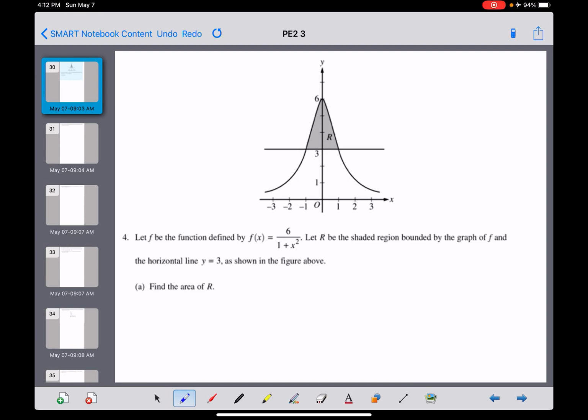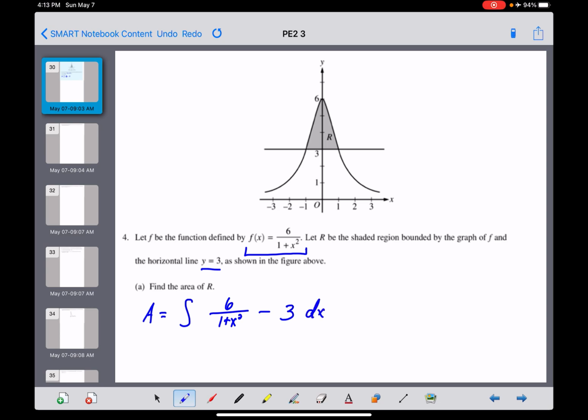Okay, in number 4, we've got this curve given to us by f of x is 6 over 1 plus x squared. R is the shaded region between that and y equals 3. So first things first, we're trying to find the area of region R. That's going to be a definite integral of our top curve minus our bottom curve. The top curve is 6 over 1 plus x squared, and then minus the bottom curve, which is y equals 3.